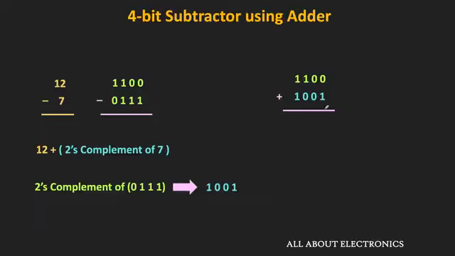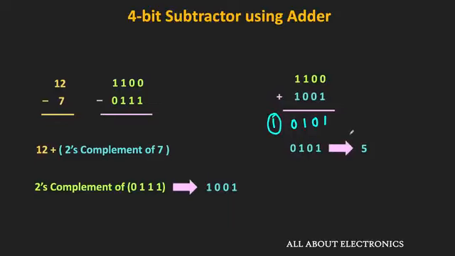So here, this 0 plus 1 is equal to 1, while this 0 plus 0 is equal to 0. Then in the next column, this 1 plus 0 is equal to 1, and in the final column, this 1 plus 1 is equal to 0 with 1 as a carry. And here, we will ignore the final carry. That means the final result is equal to 0101, and in decimal, that is equal to 5.